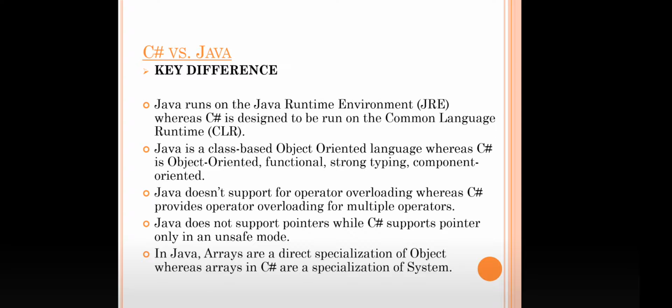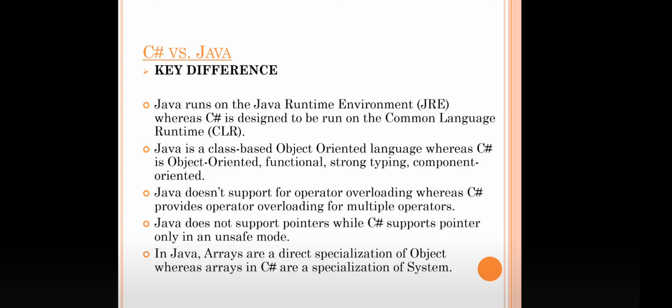Okay, guys, now its comparison with other languages like Java. The key differences are here. Firstly, Java runs on the JRE, as I told you at the start of the video. Java runs on JRE, the Java Runtime Environment, whereas C Sharp is designed to run on the Common Language Runtime, CLR. It's the environment which provides it to run on various OSs.